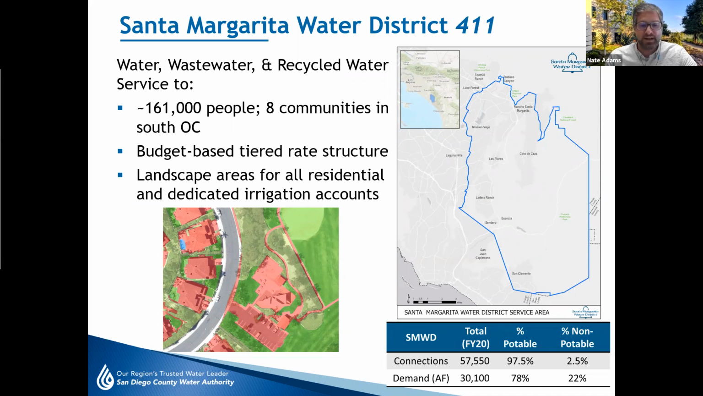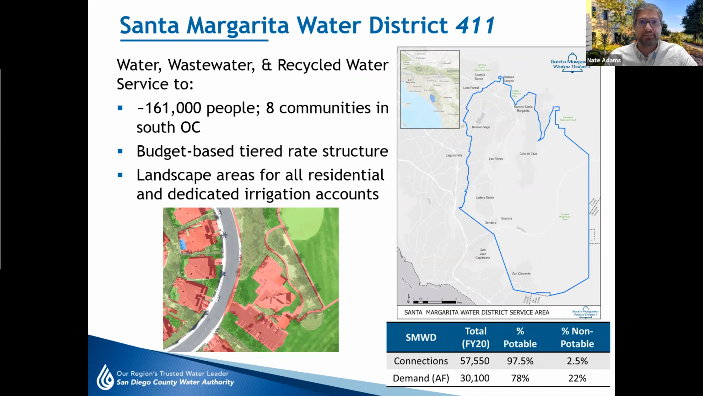But really for this talk, the key thing for me to hone in on is the fact that the district went through implementing a budget-based rate structure back in 2014, 2015. And I came to the district in 2014, and my first goal really was to obtain all of the area measurements for both the single family customer class, which was going to the budget-based rates, along with our dedicated irrigation meters, because they too were also going to be given the budget-based rates.